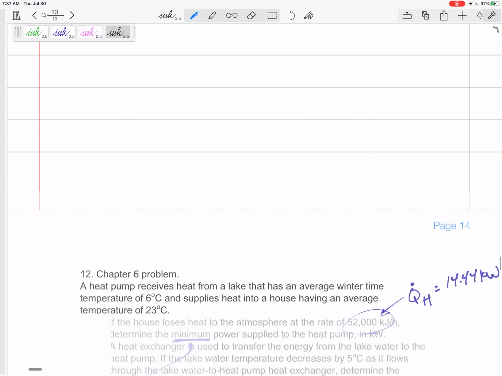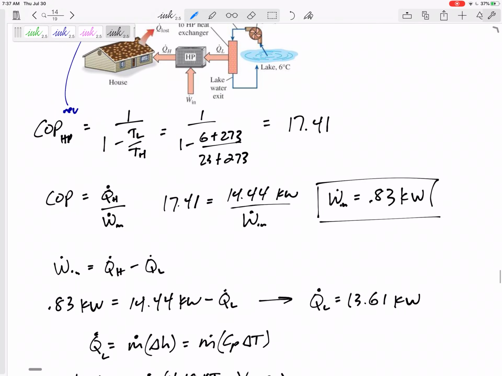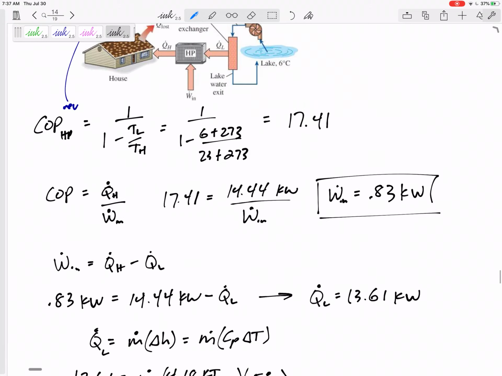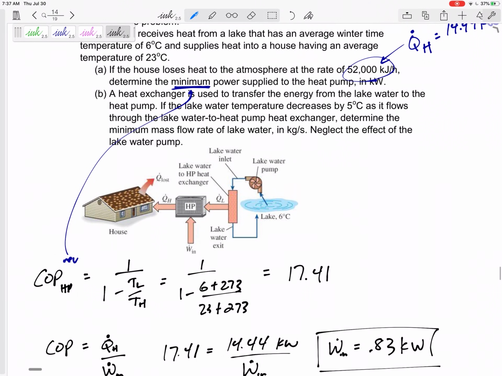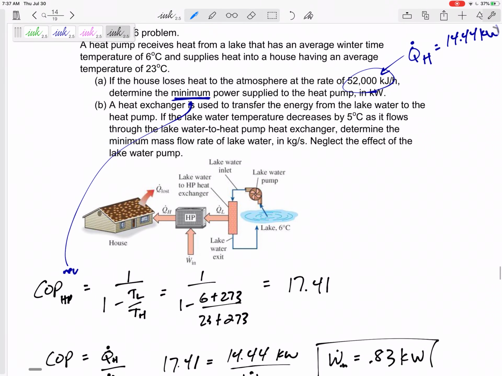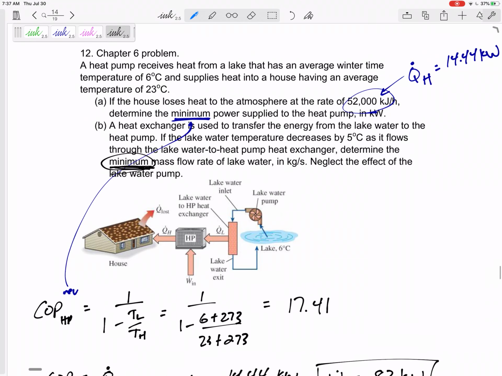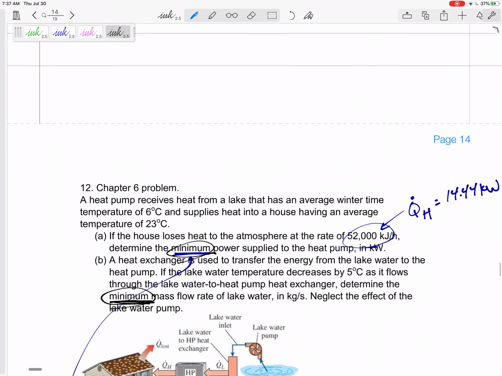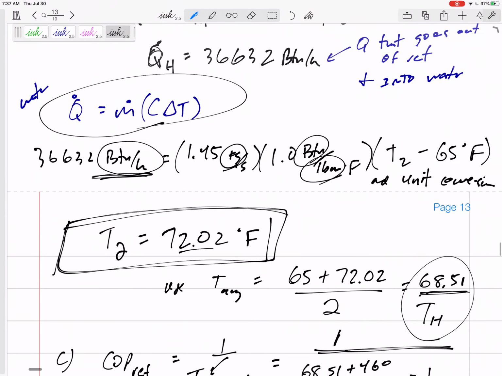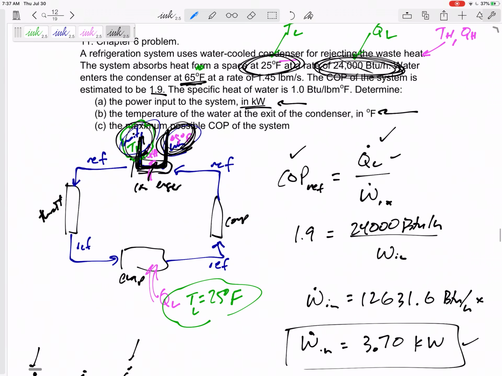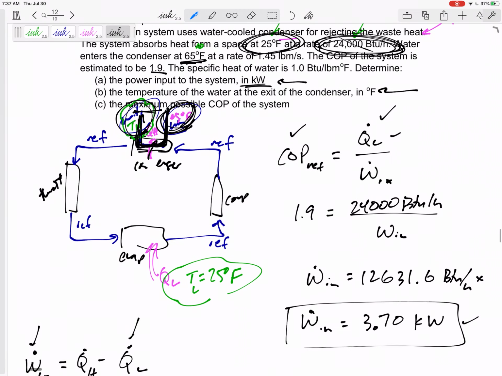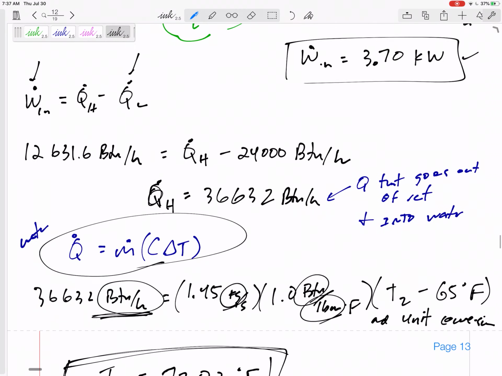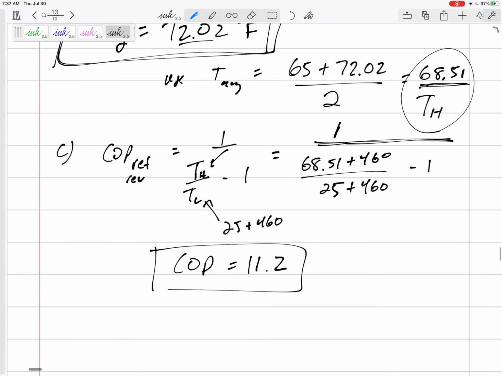All right, and so it'll probably be a refrigerator or heat engine or heat pump. And I might ask, what is the best scenario? What's the minimum possible mass flow rate? What's the minimum power supplied? This one, what is the maximum possible COP? That's telling you, hey, if this was Carnot, this was reversible, what would this problem be like?